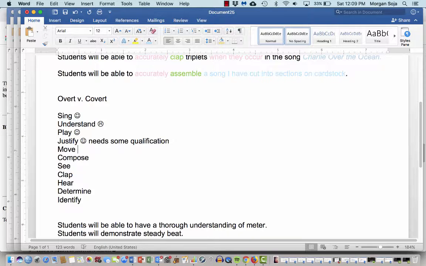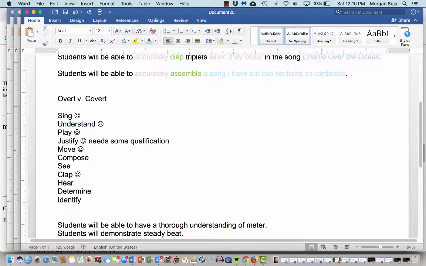Move. Students will be able to move in a certain way. Let's say they're going to step or clap. Ooh, we've got clap down here. We know clap is a good one. They're going to clap this, that, or the other. So move can be one of those.